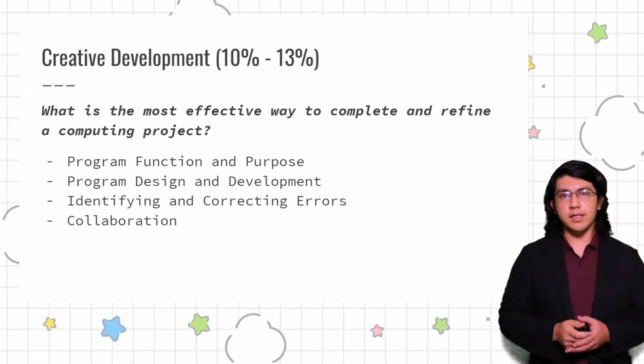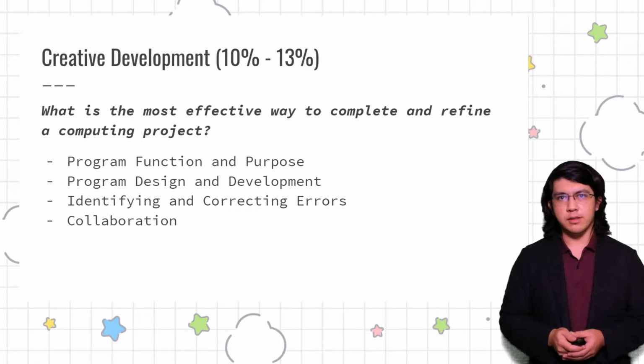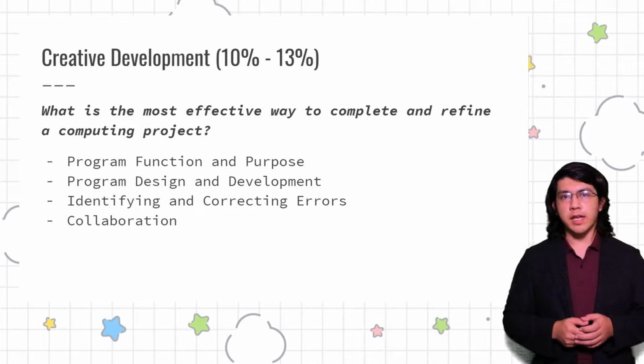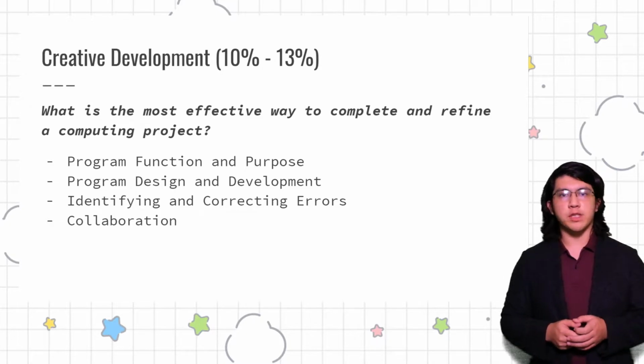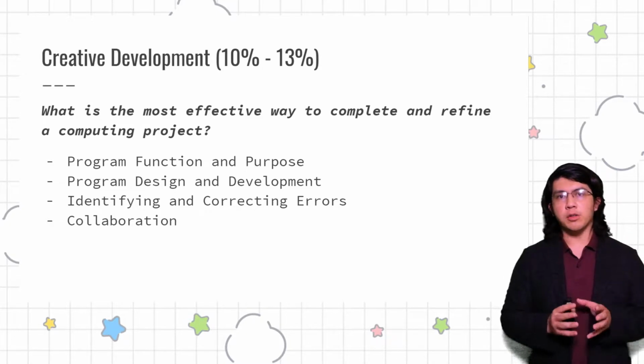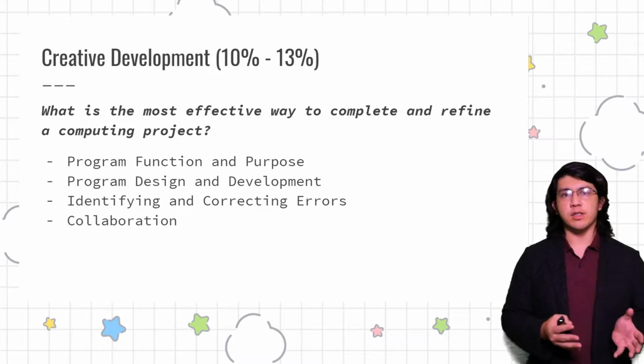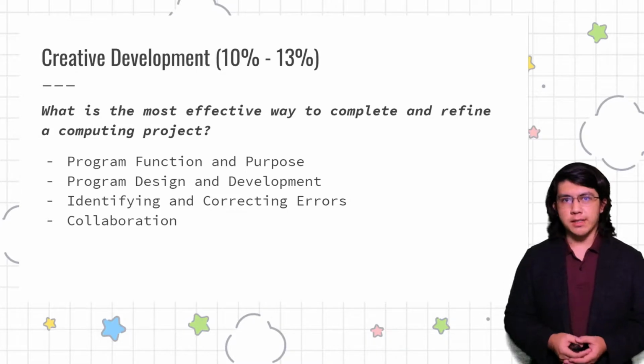The first big idea on the AP Computer Science Principles exam is creative development. The topics in this category are going to be about 10 to 13% of the questions on the multiple choice exam, but even though that's a small number of the questions, this big idea provides an overarching framework for why you learn the specific skills and practices you will with the other big ideas.